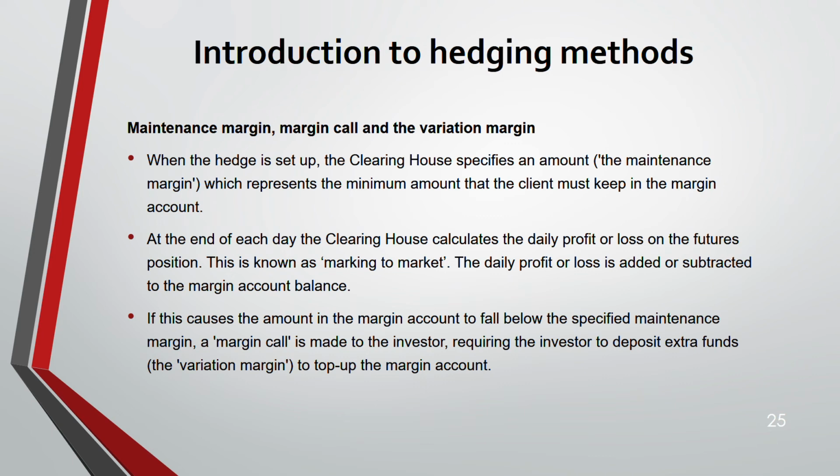If this causes the account in the margin account to fall below the specified maintenance margin, the account cannot fall below the maintenance margin. Let's say your initial margin is $100, your maintenance margin, let's say 75. That means below 75 it cannot fall. So the moment it falls below 75, again you will top it up and bring it up to 75. Understand? So that is known as margin call. That extra payment that you're doing is known as margin call.